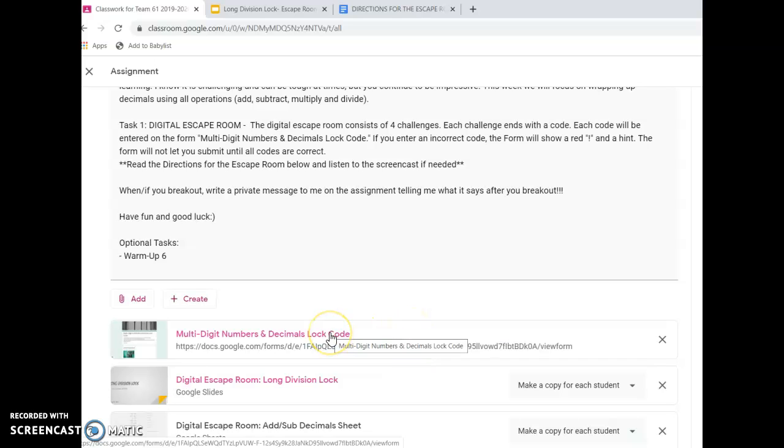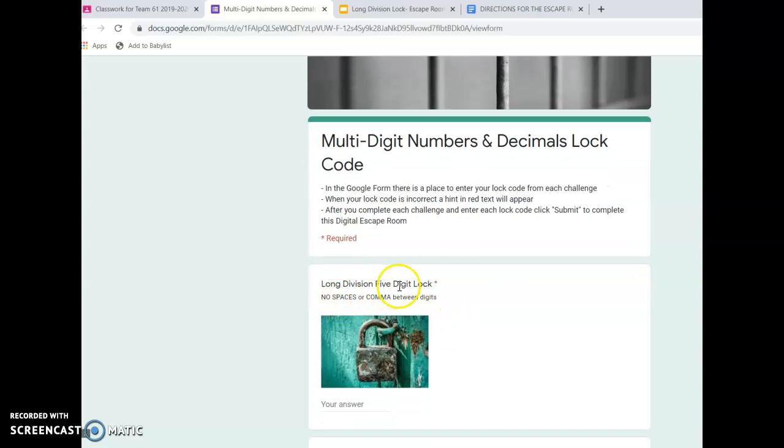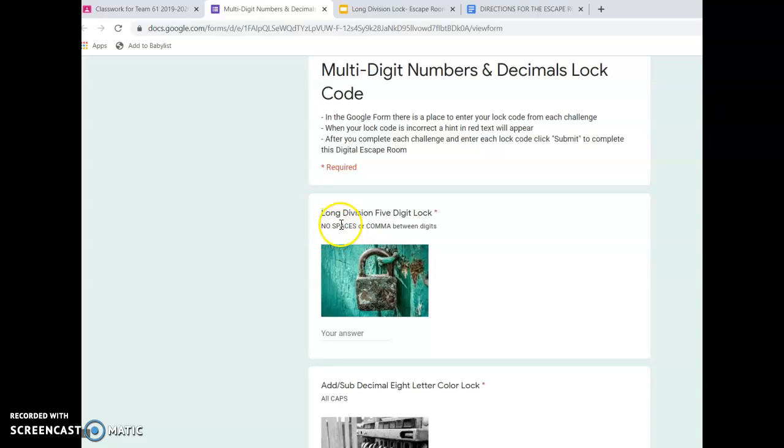this first attachment will be where we're going to insert our guesses for the lock code. So when you click on it, it takes you to a different tab. And again, there's just directions here. So if I look, it says long division 5-digit lock code. It says pay attention because it gives a little explanation here. No spaces or commas between digits.